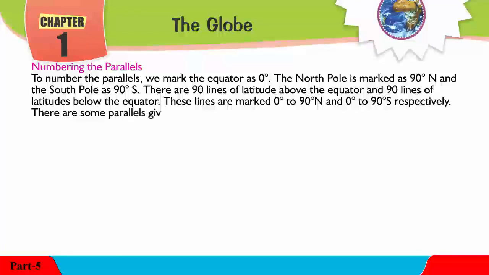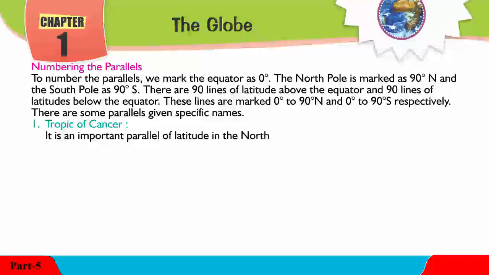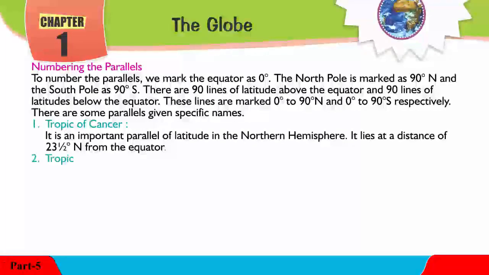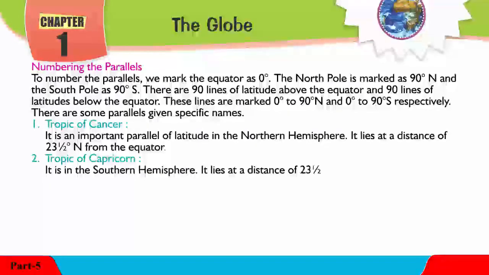There are some parallels given specific names. 1. Tropic of Cancer. It is an important parallel of latitude in the northern hemisphere. It lies at a distance of 23.5 degree N from the equator. 2. Tropic of Capricorn. It is in the southern hemisphere. It lies at a distance of 23.5 degree S from the equator.